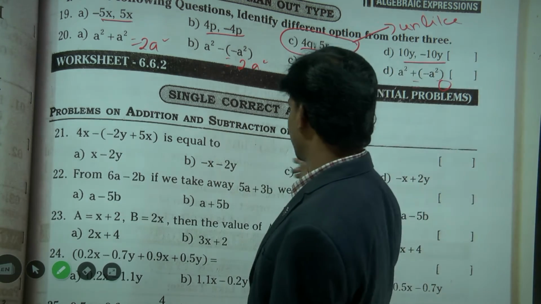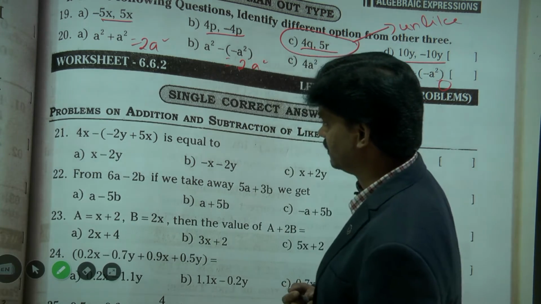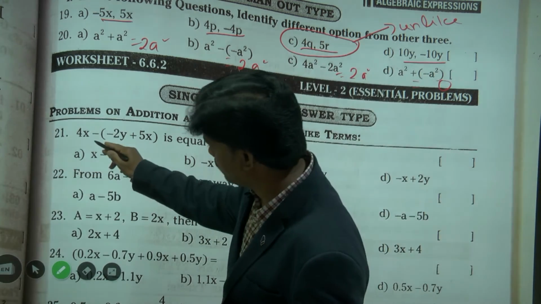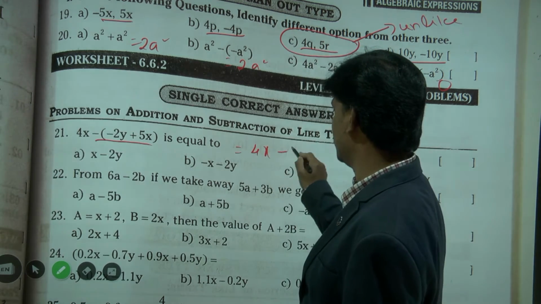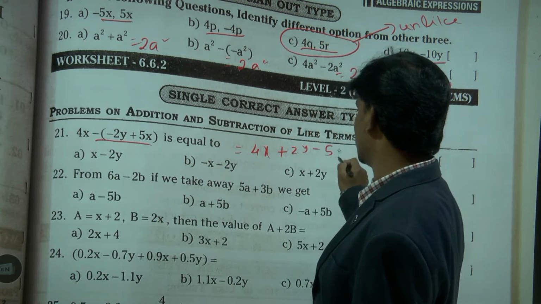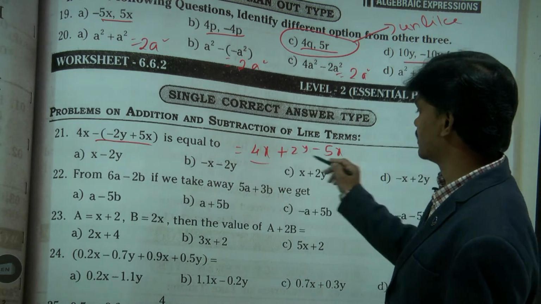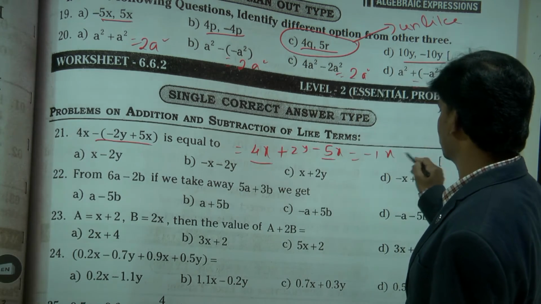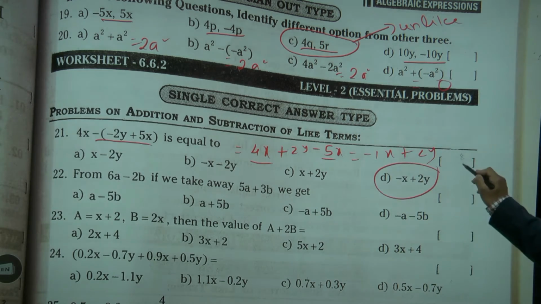Problems on addition and subtraction, single correct answer type, only one answer is correct. Let's have some more sums here. Let's remove the bracket because we have a negative sign before the bracket. We have to change the signs of the terms inside the bracket. Then 4x minus 5x is minus 1x plus 2y. Minus 1x in the sense x, answer is D.